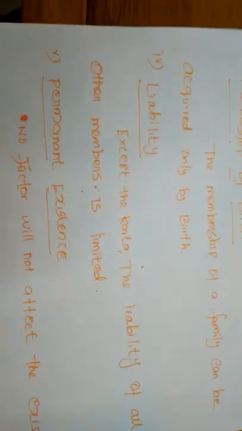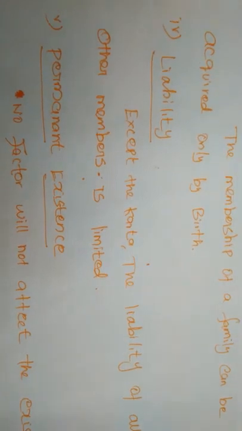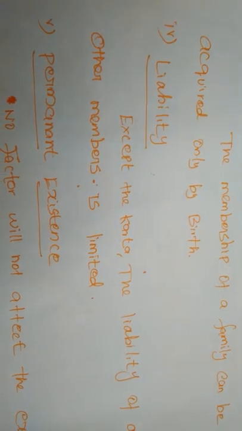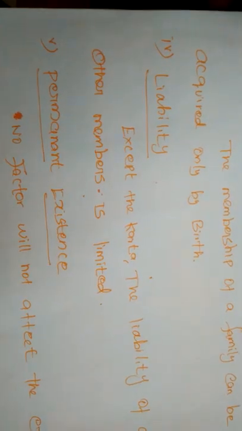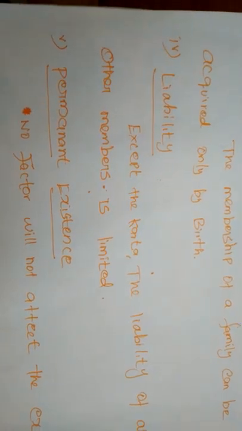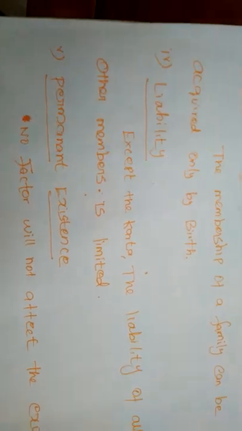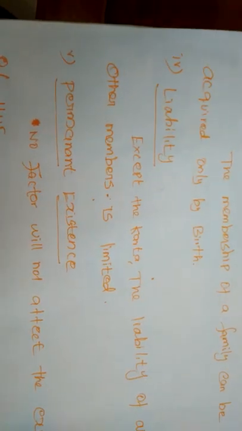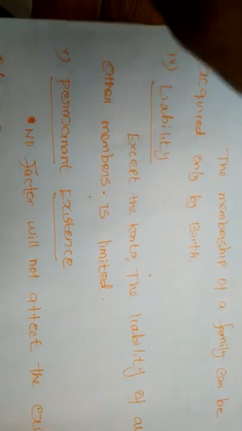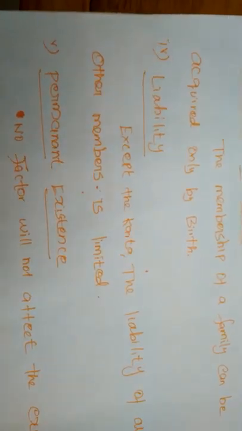So except the Karta, all the other members have limited liability, and the Karta alone has unlimited liability. Even if the other members do not have money, the borrower or the financial organization will not recover the money from those other members. But the money lender or the financial organization can recover from the Karta only, because he is able to recover all the properties from the Karta.